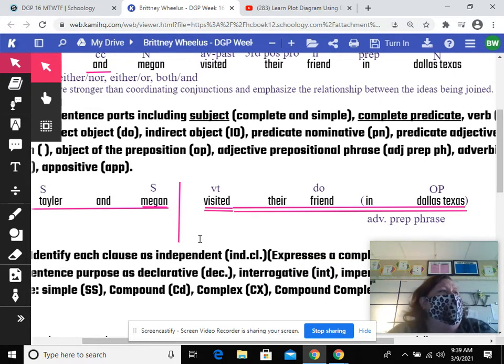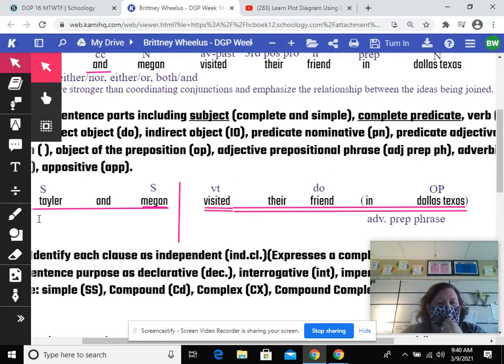So, our subject: who is this sentence about? It's about two people. Who is it about? Taylor and Megan. Okay. So I'm going to go ahead and write an S above Taylor and Megan. They are what we call a compound subject. Okay, and the word compound means two or more. All right, it is a compound subject, two or more.